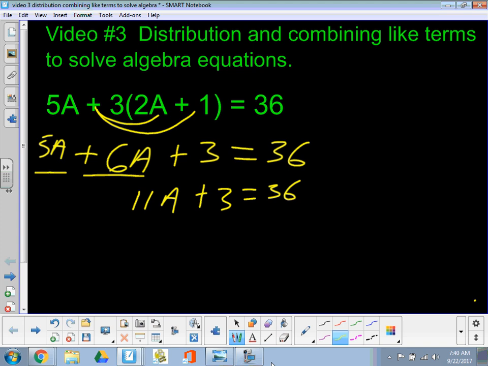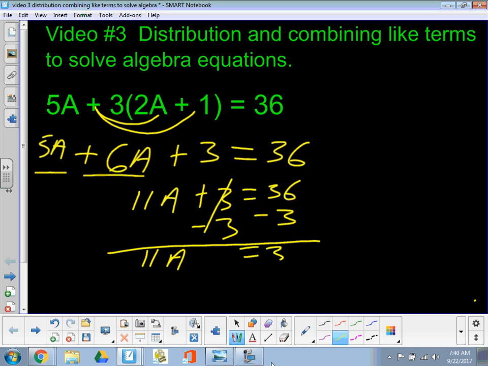Now we're at a two-step algebraic equation. We're trying to get the variable, or the letter a, all by itself. Undo the addition: subtract 3, keep it balanced, do it to the other side. 11a, those two cancel, is equal to 33. We have 11 times a. The opposite of multiply by 11 is divide by 11. To keep it balanced, do it to the other side as well, and we end up with 1a, or just a, is equal to 33 divided by 11, which is 3.